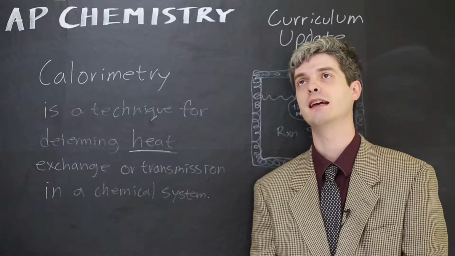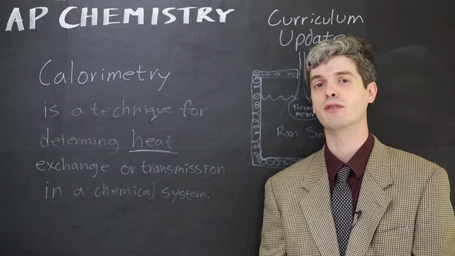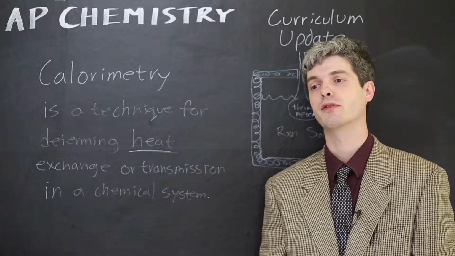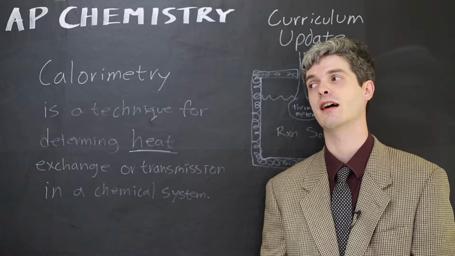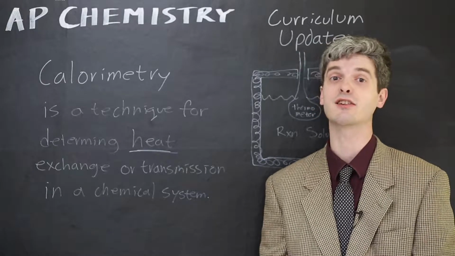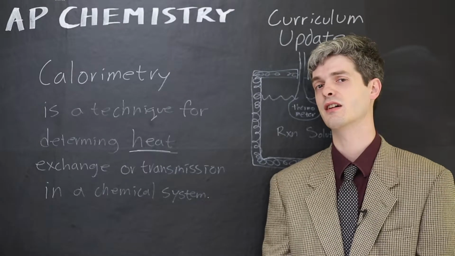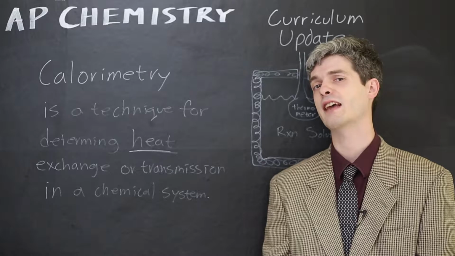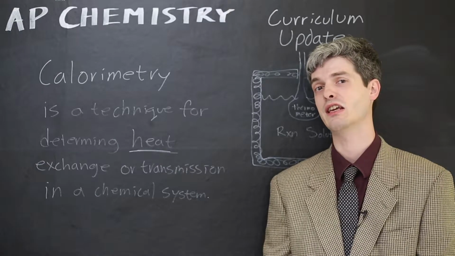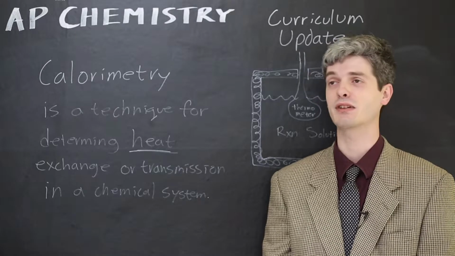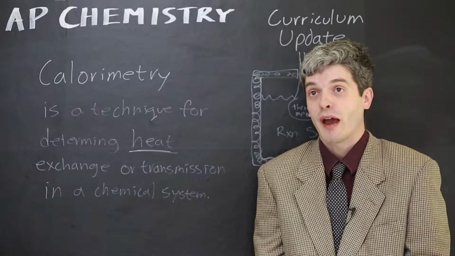And the reason that this is worded as saying that it's heat exchange or transmission in a chemical system is that there are a number of ways that heat can be moved around. And for the purposes of calorimetry, all we're really able to notice is heat leaving the system or heat entering the system. Now, the reason that this is an update is because previous editions of the AP curriculum referred to this as energy instead of heat, or change in energy rather than heat. But really, heat just means change in energy, okay? You can think of it both ways.